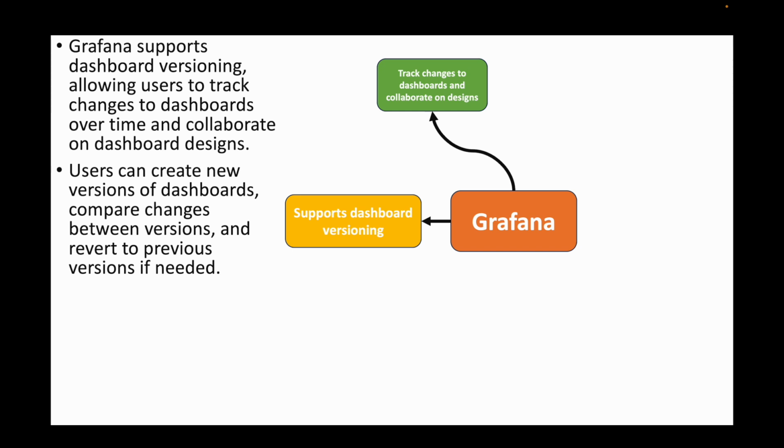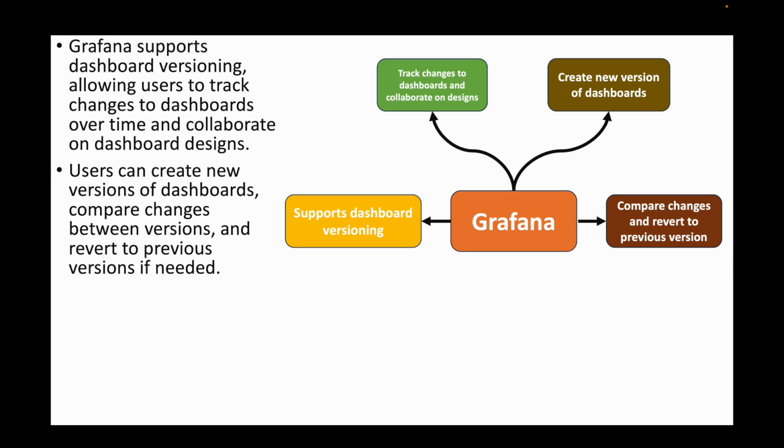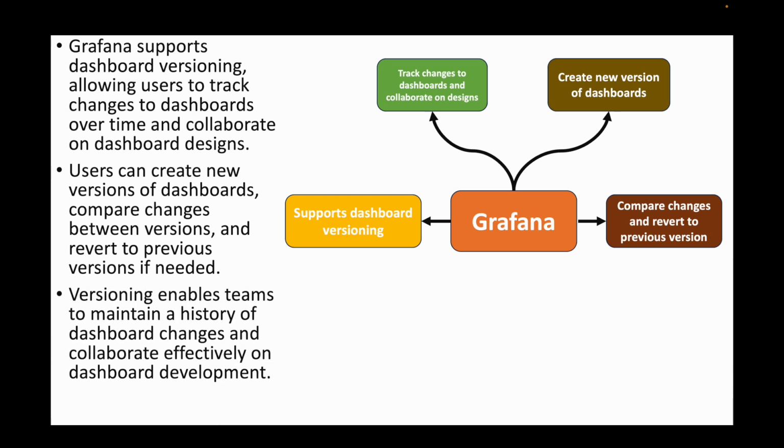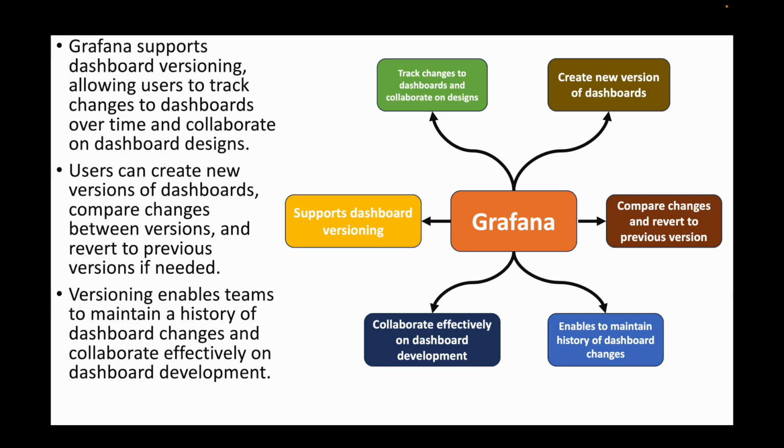Now users can also create new versions of the dashboards, compare the changes between different versions of the dashboard, and if required, revert to the previous versions of the dashboard as well. So versioning enables teams to maintain a history of all the changes that your dashboard has gone through, and also collaborate effectively on developing the dashboards that are needed. So basically, we can maintain multiple versions of the dashboard. That way, if required, we can go back to the previous version or just look at the history of the dashboard changes.